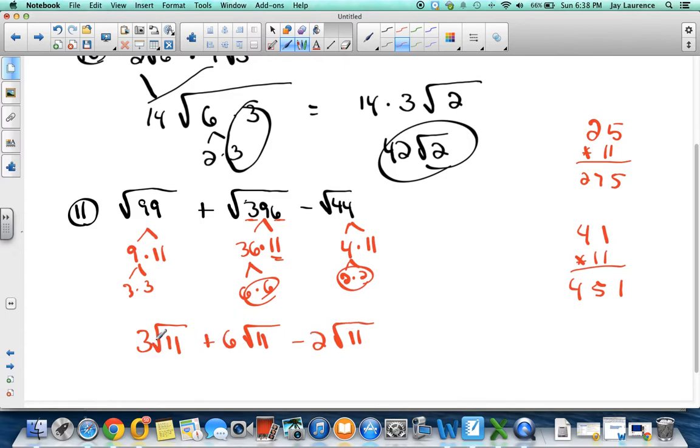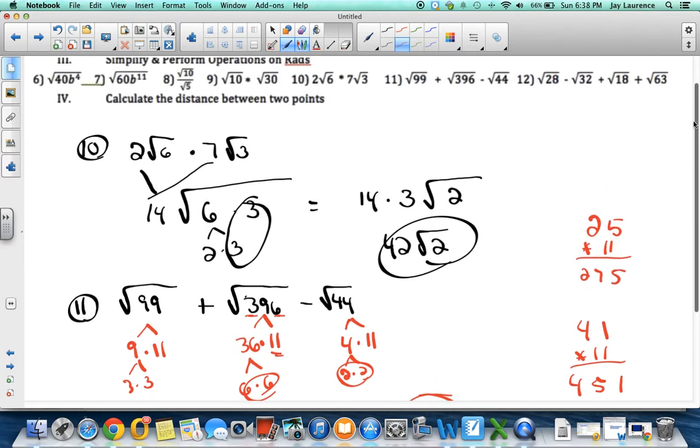So, looks like my answer is going to be 7 rad 11. I have 3 rad 11s. I have 6 more rad 11s. I'm up to 9 rad 11s. And then I lost 2 rad 11s. So I'm down to 7 rad 11. All right, very good, very good.